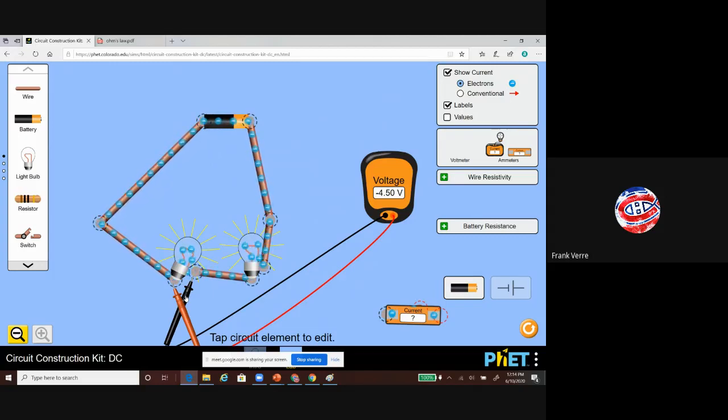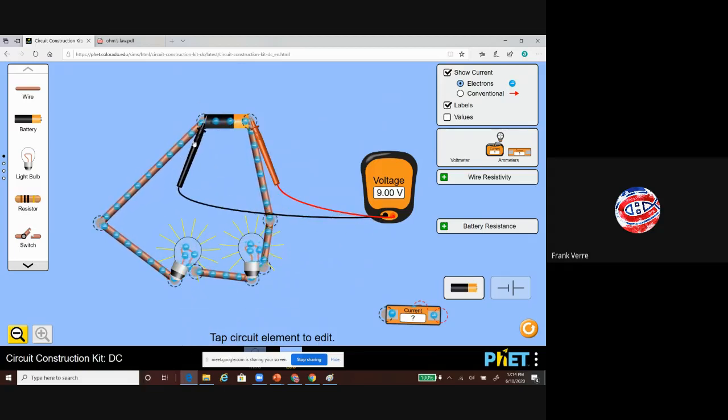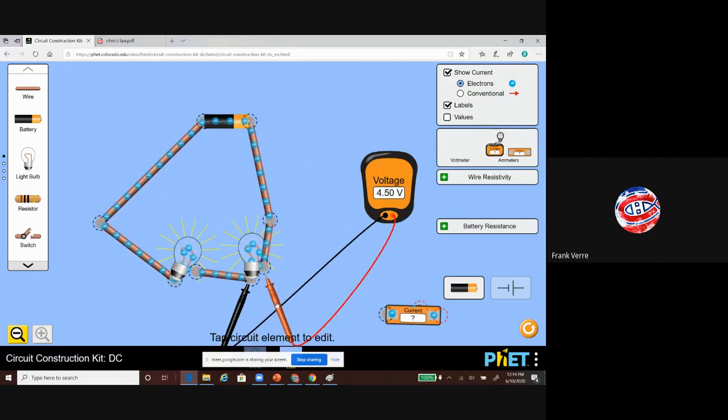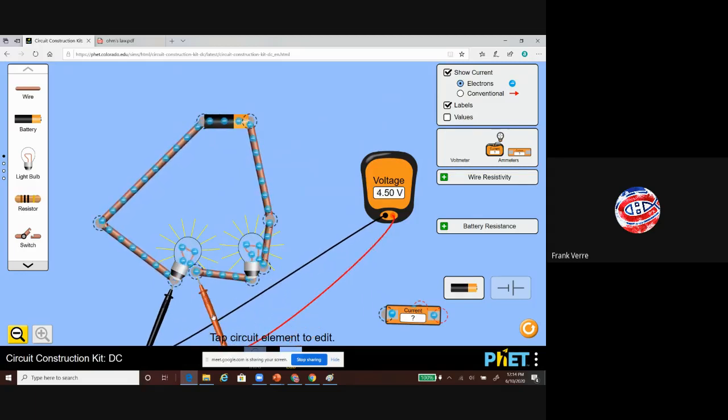That's really interesting. The voltage coming out of the battery is 9 volts. We just saw that. But the voltage at the light bulb is actually not 9. It looks like it's exactly half of that, 4.5. That is interesting. Okay. Now, that's a series circuit with 2 light bulbs.